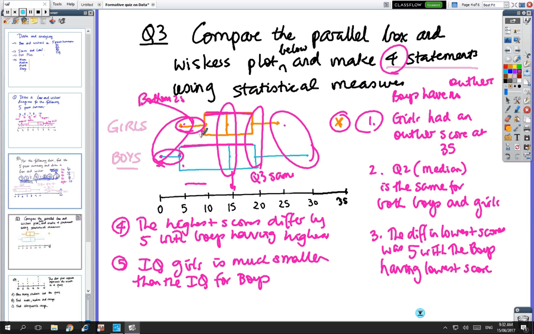So there's lots and lots of things to say, but try to be sophisticated. Don't just say the highest score for boys is 30, the highest score for girls is 25, and say that's 2 things. That's just one thing, because you're talking about the highest scores. So just be adventurous and see what you can find. Okay, moving on.